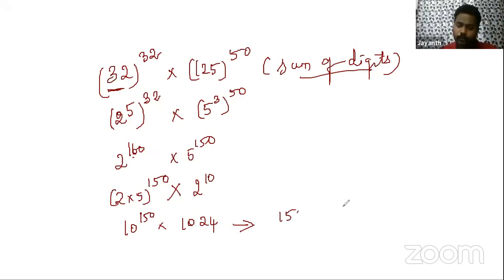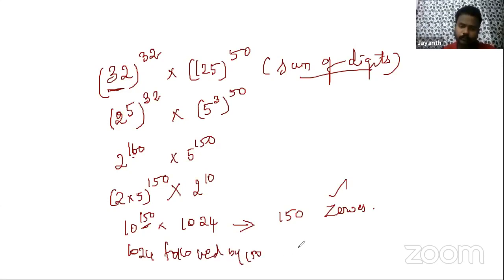If the question asks for the number of zeros present in the product, you can say 150 zeros. If the question asks for the number of digits, the product is 1024 followed by 150 zeros, so you can say 154.